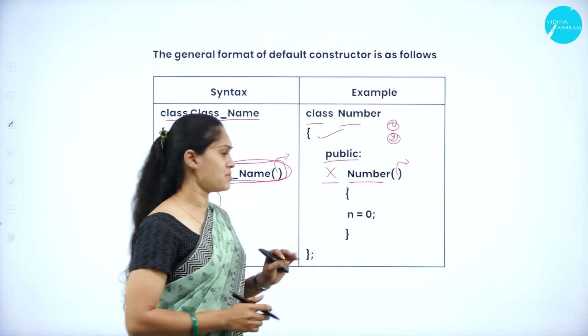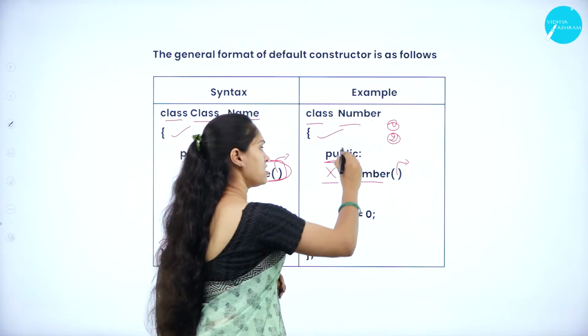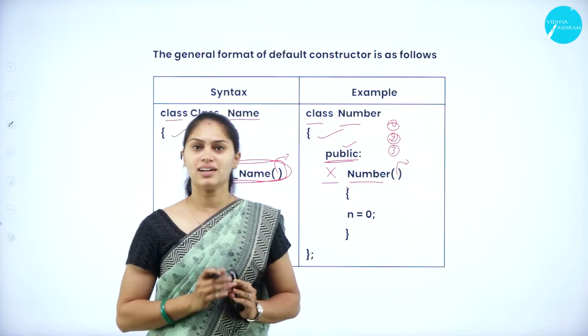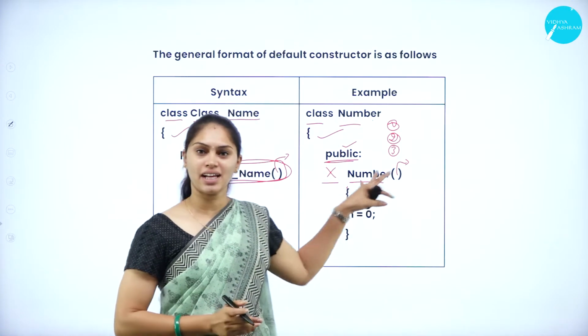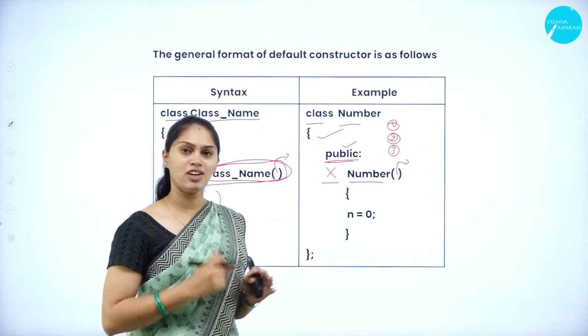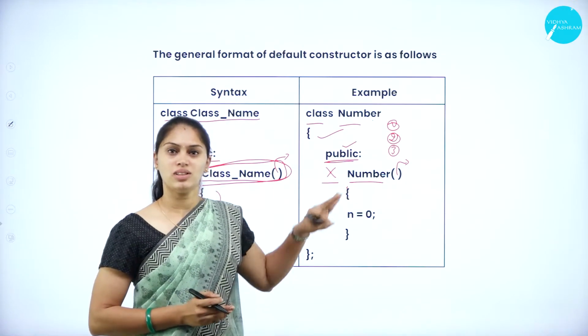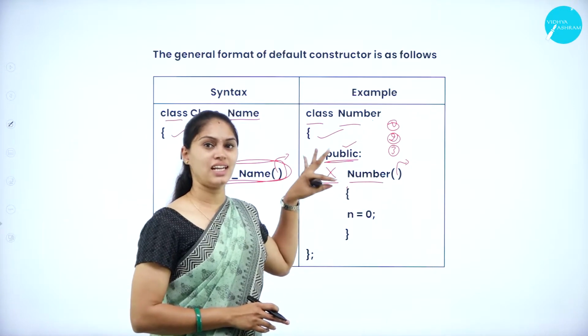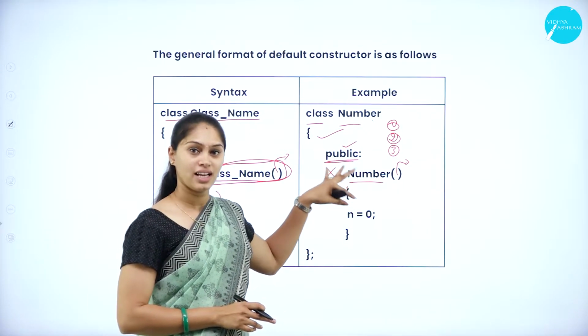Whether it comes under the scope of public, it is also right. So it satisfies all the conditions of writing a constructor, so I can consider this as a constructor. Is it sending any arguments or parameters to the function? No. So I can call this function a default function or a default constructor.